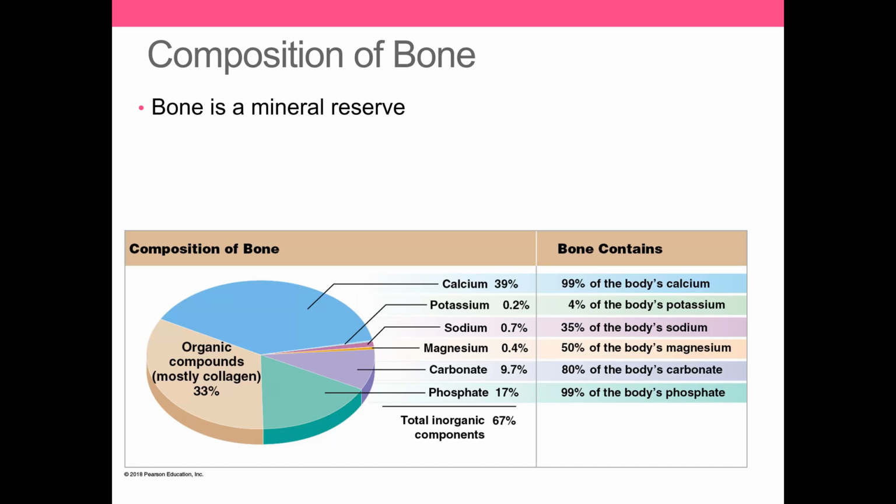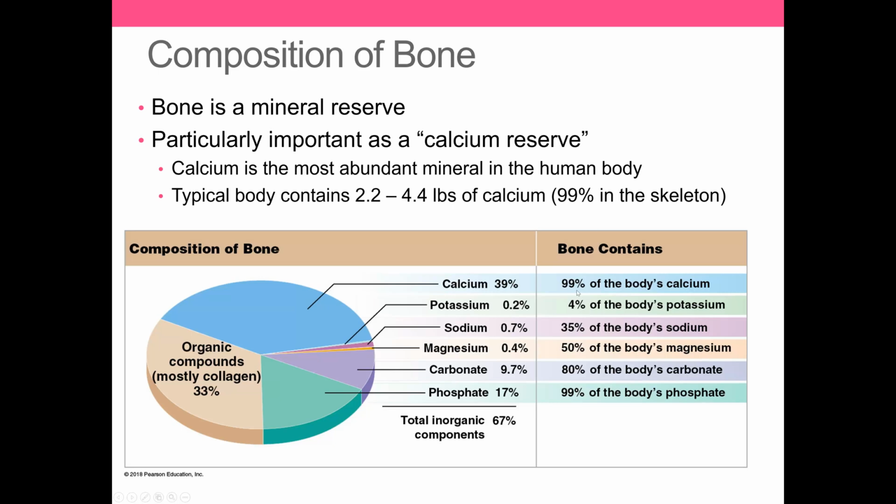So bone composition: you can think of bone as a mineral reserve. We already talked about it containing a lot of calcium and a lot of phosphate, but it also contains other things like potassium, sodium, magnesium, and carbonates. You can especially think of bone as a calcium reserve because bone contains 99% of the body's calcium.